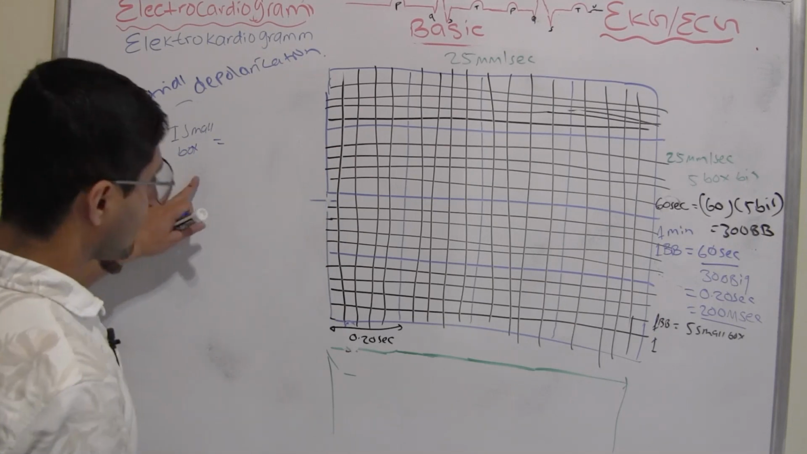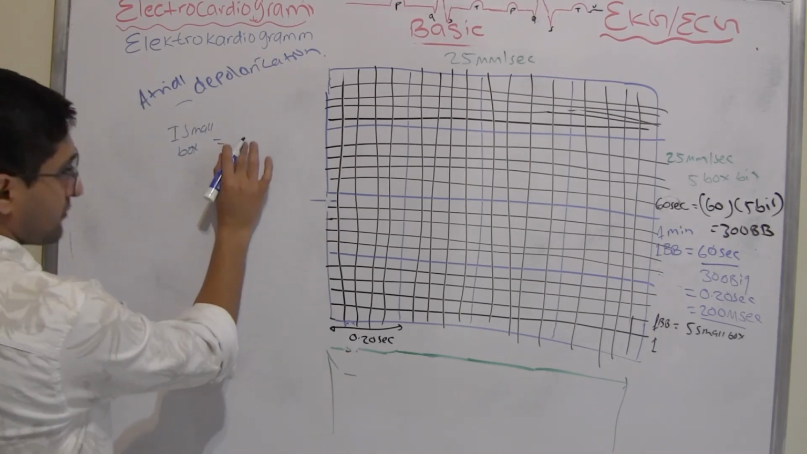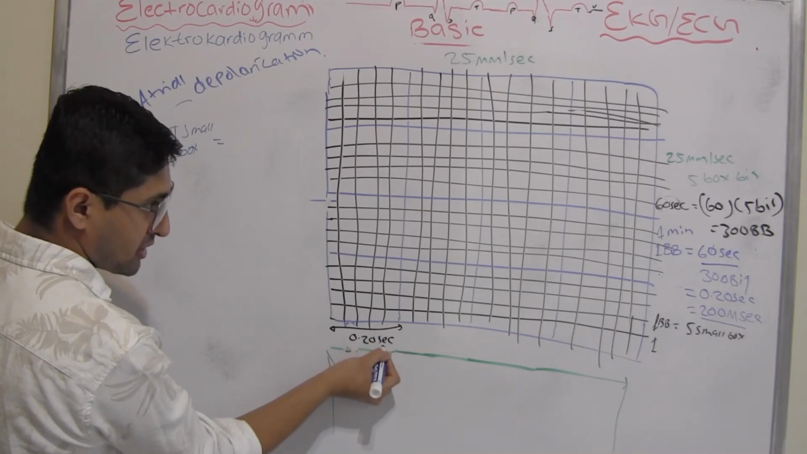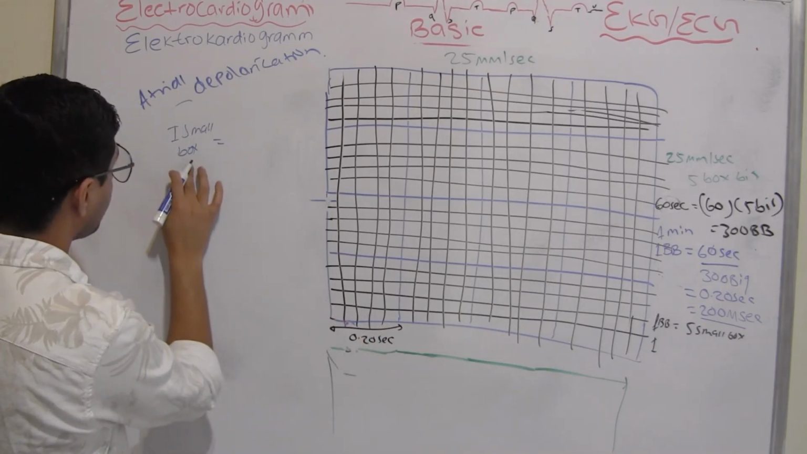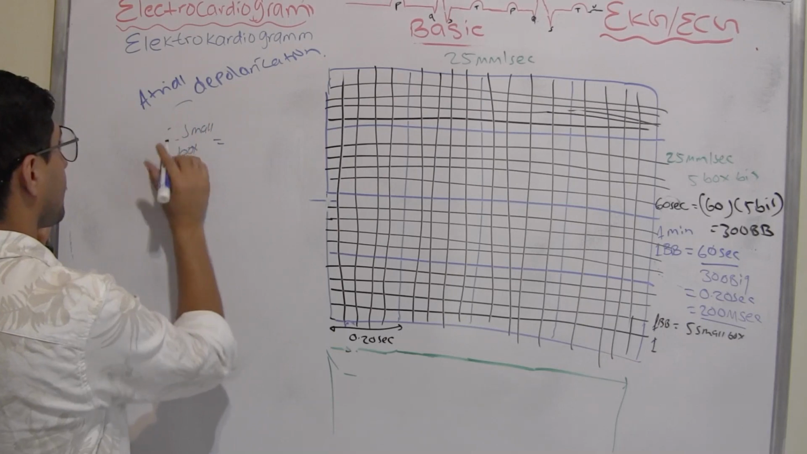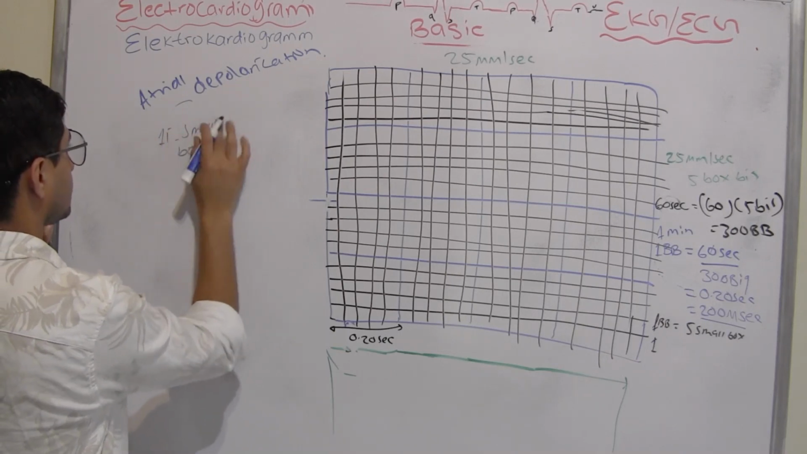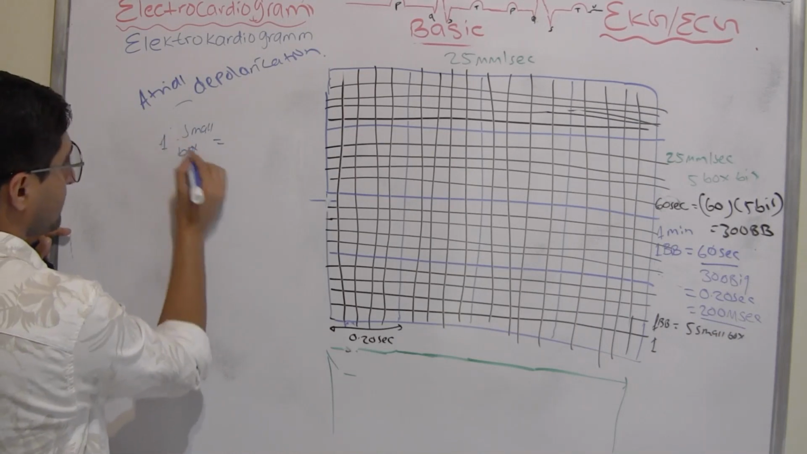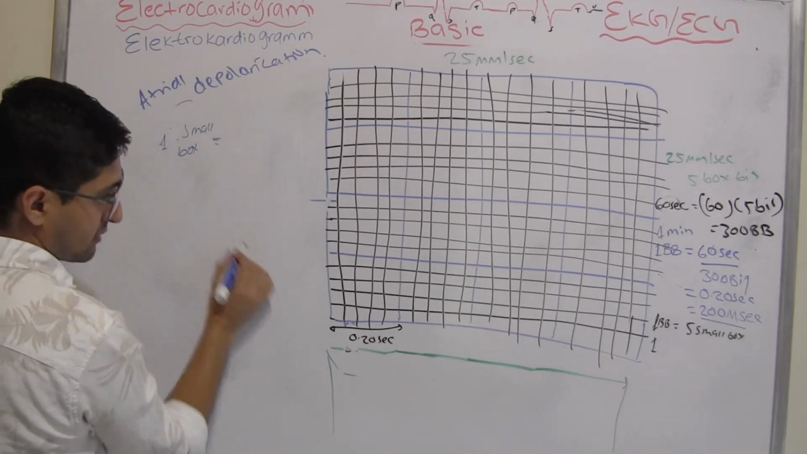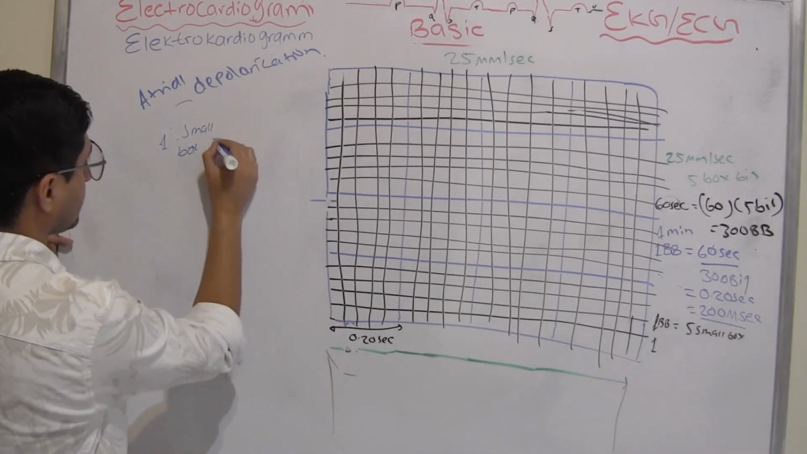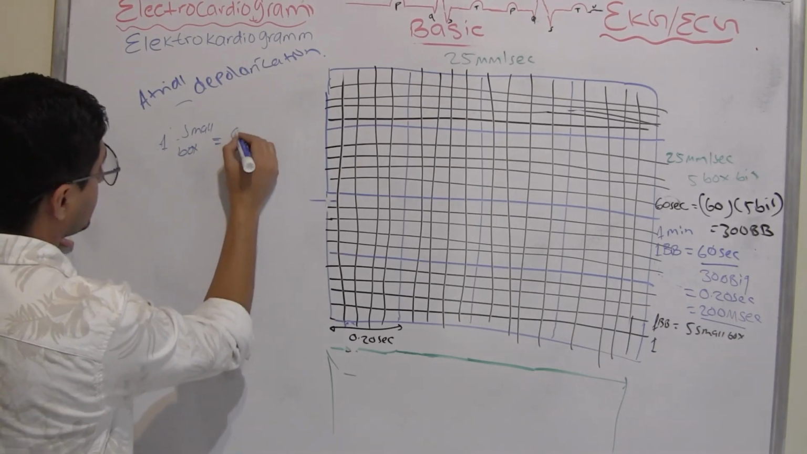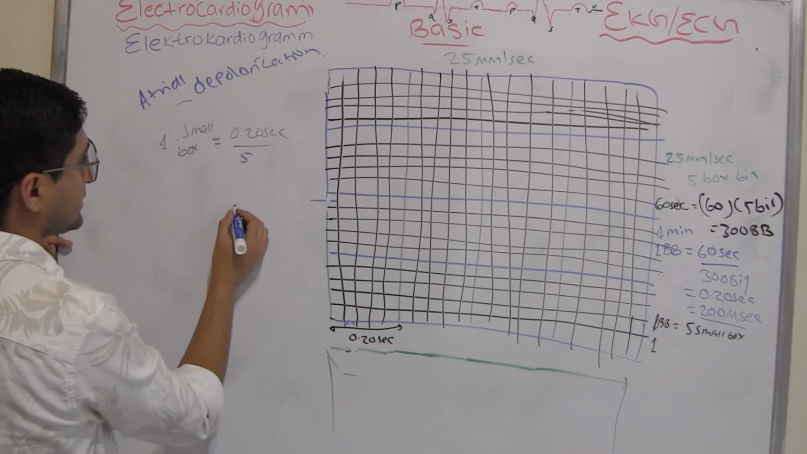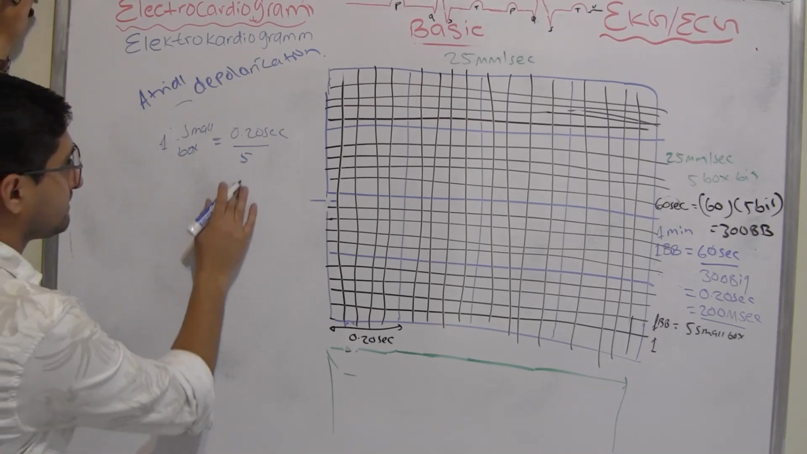One small box is what? You have to figure out the big box first, and we know what a big box is. One big box has 5 small boxes, so for one small box we just have to divide by 5. So you'll do 0.20 seconds divided by 5. In this case, what do I get?